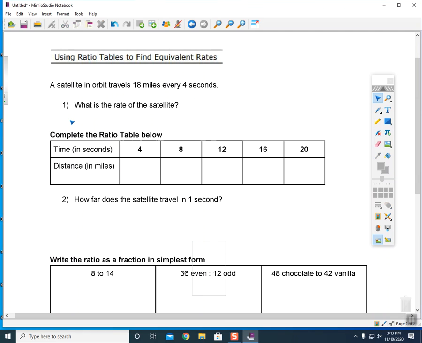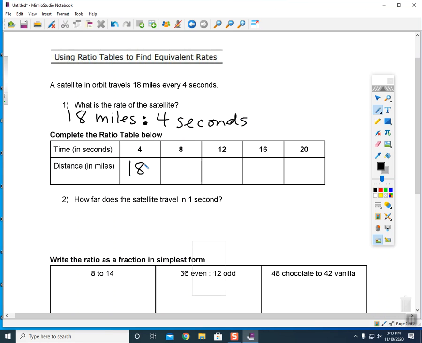Okay, I'm given 18 miles in 4 seconds. Okay, so my rate is 18 miles to 4 seconds. That's the rate that I'm going at. So then what I can do is I can fill in my table then. So when I've gone 4 seconds, I've gone 18 miles.